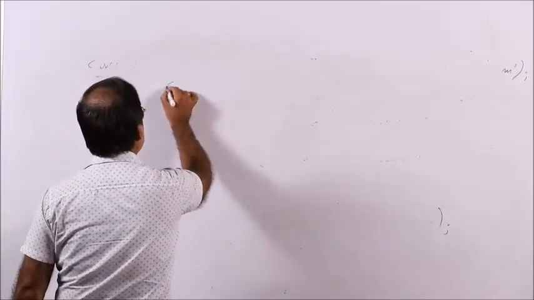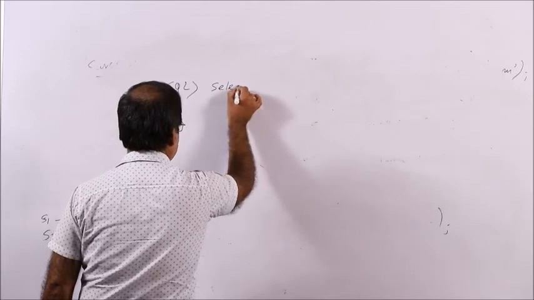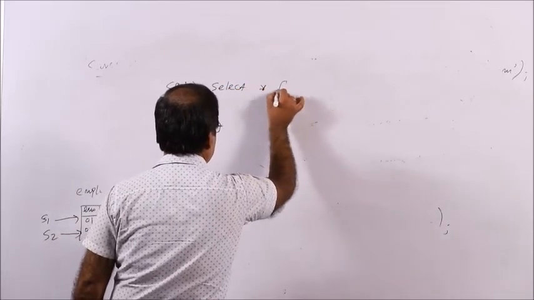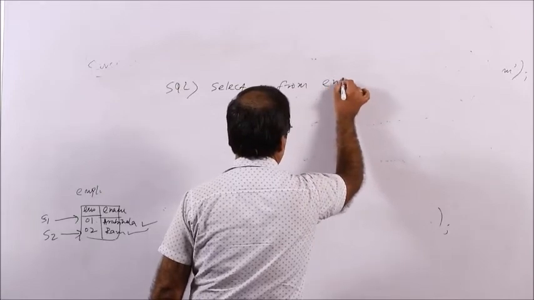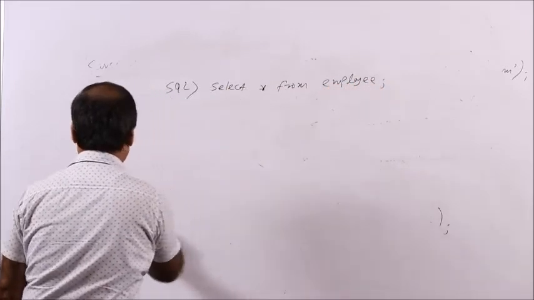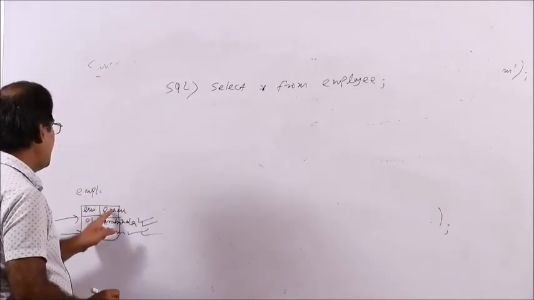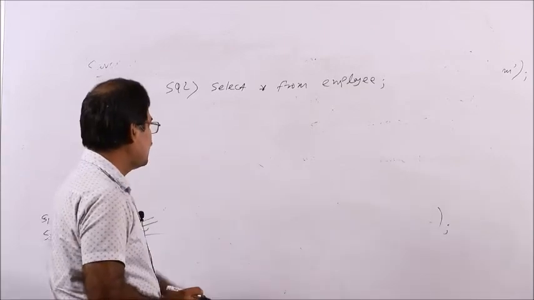So how do you make it visible on the computer screen? You write select star from table name. The table name is employee. So what will it show? This data will be shown: employee number, employee name, 01 Arvind, 02 Ram. This is the output you will see.